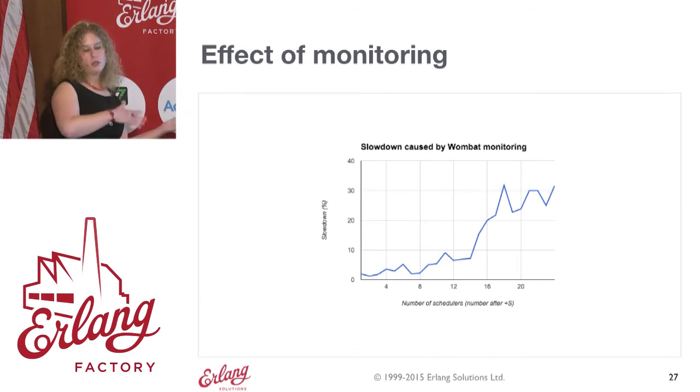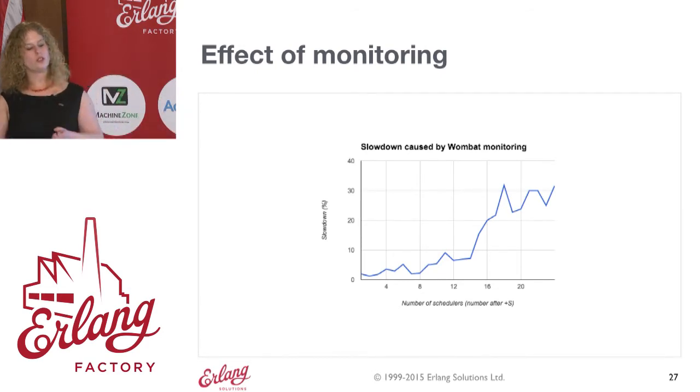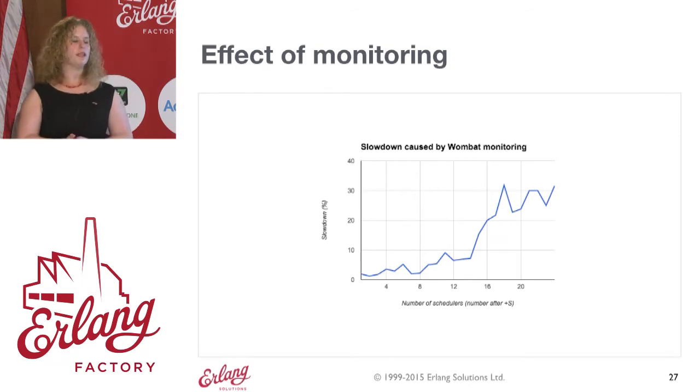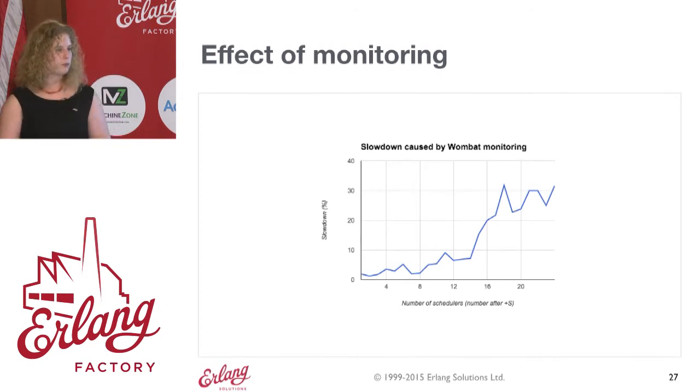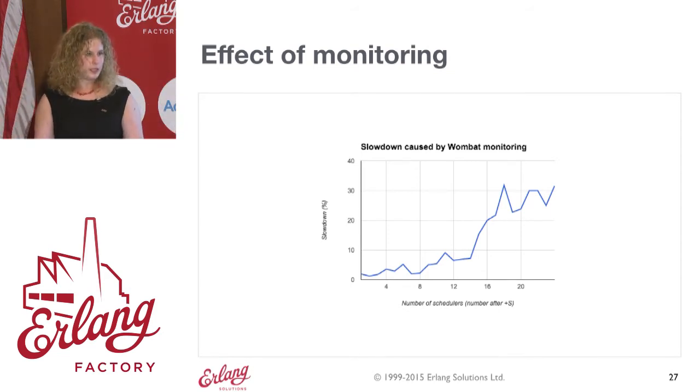So we measured how much time a certain computational task takes when Wombat is only used to deploy, when Wombat overhead is minimal, and when Wombat is also used to monitor the nodes. The difference of the two is the overhead. Well, we found out that Wombat overhead is minimal for a few schedulers, but it is very serious if the number of schedulers exceeds 16.